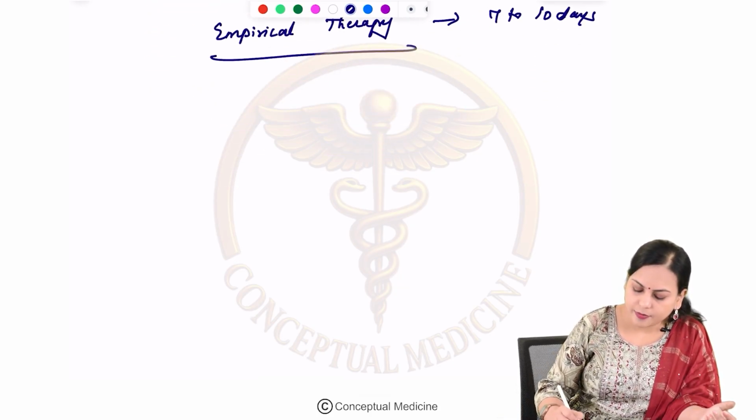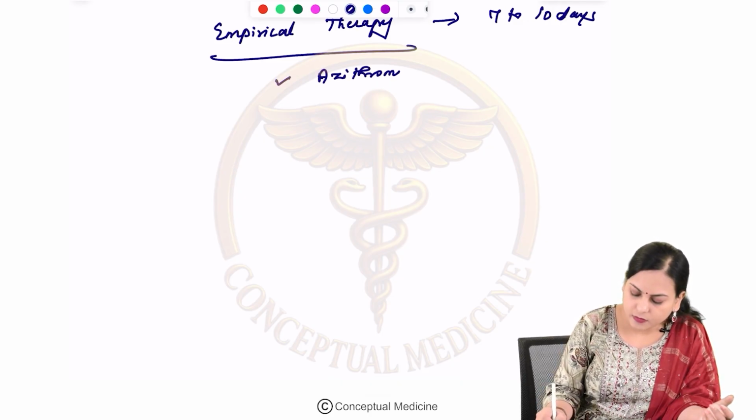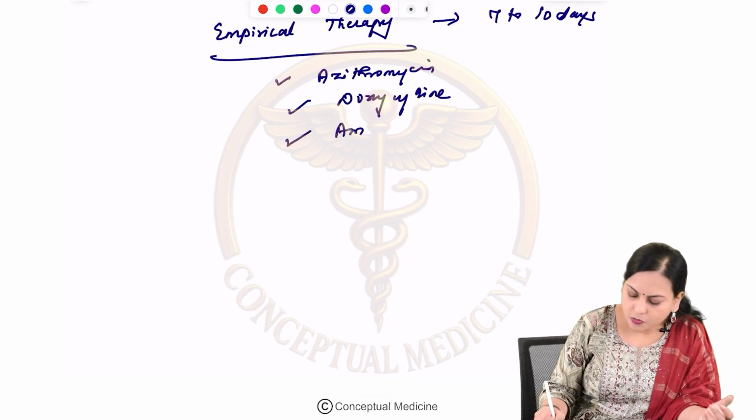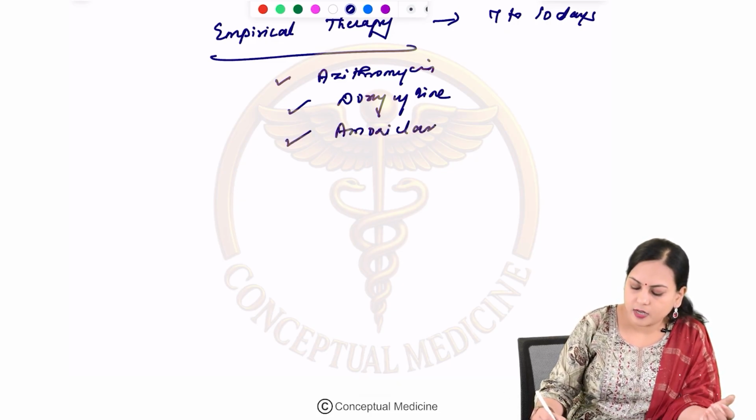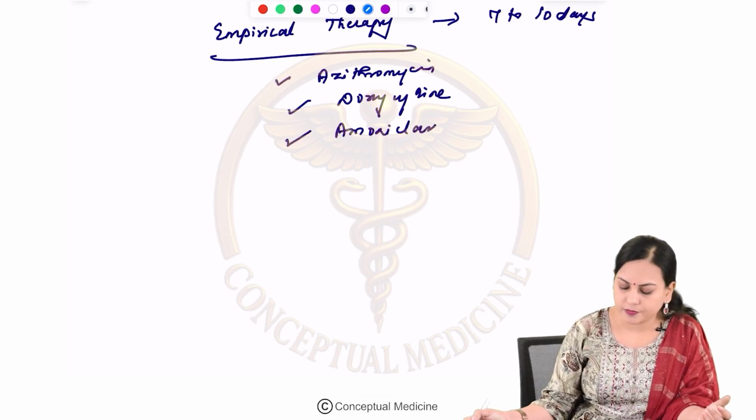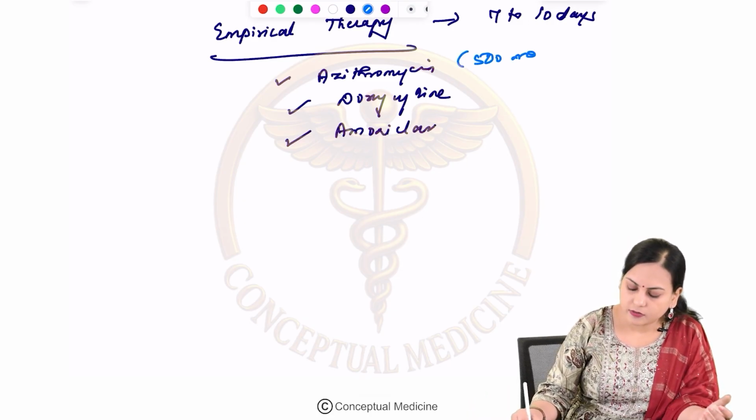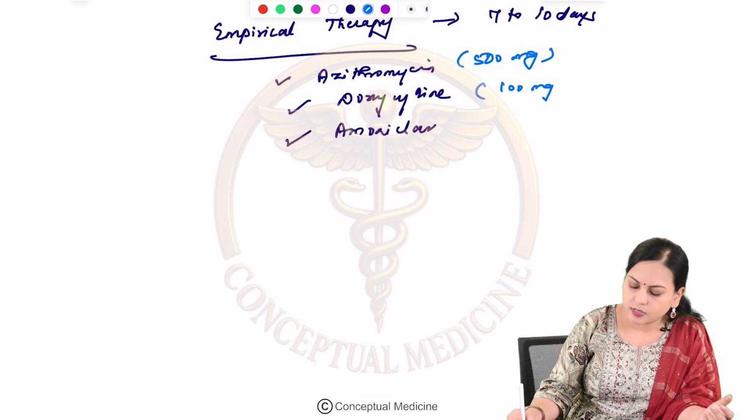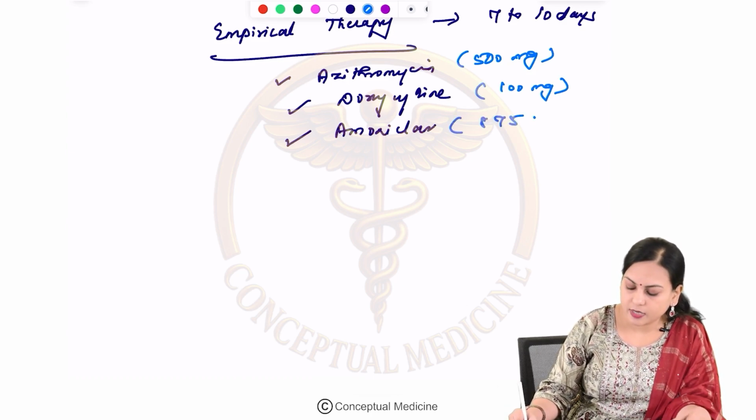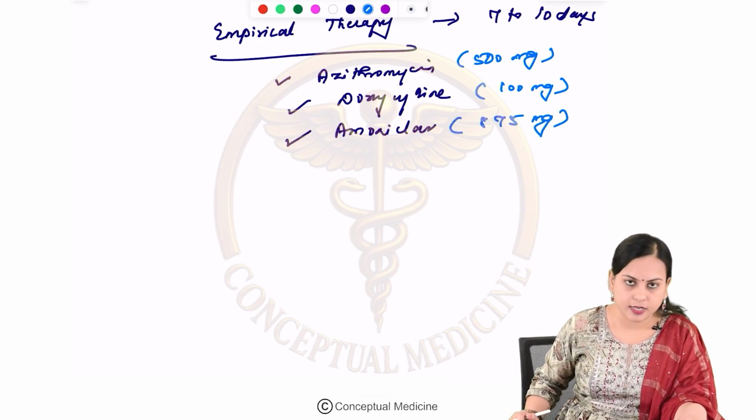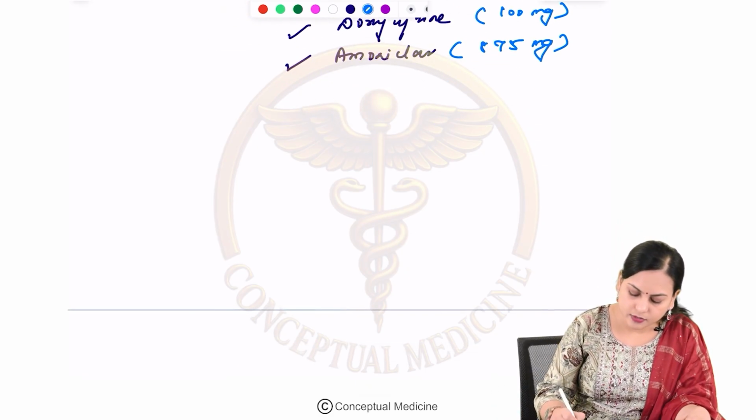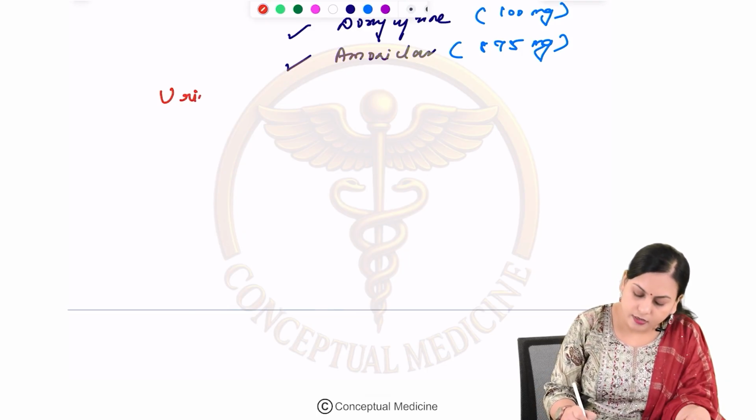You can give empirical therapy using drugs like azithromycin or doxycycline or amoxiclav, that is the amoxicillin clavulanic combination. The azithromycin dose is 500 mg, doxycycline is around 100 mg and amoxiclav is around 875 mg. Clear? Now we'll pass on to the next one, that is urinary tract complications.